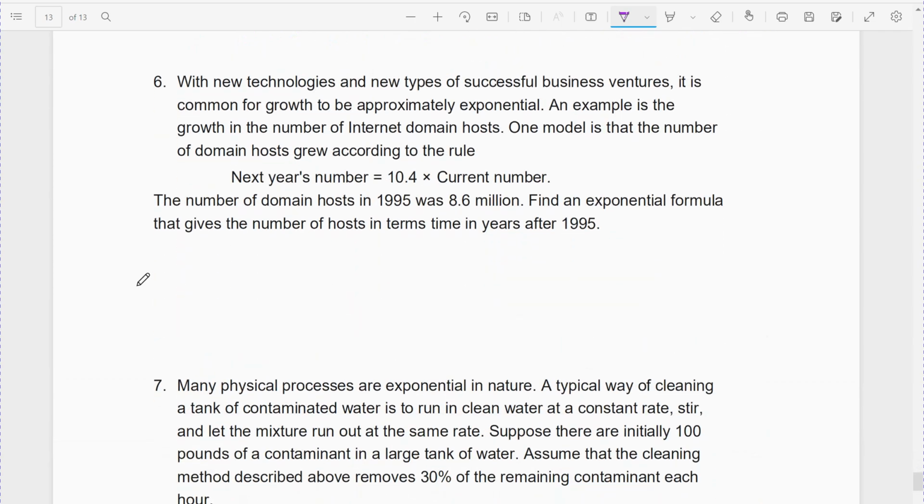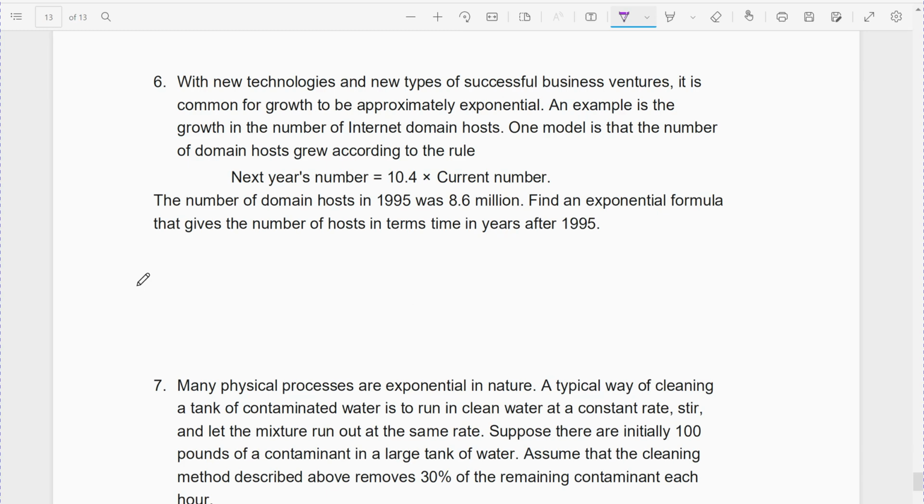Alright, with number 6. With new technology, we have different types of business revenues. It's common for growth to be exponential when it starts out. A lot of times businesses will boom, and then it levels off eventually, but in the beginning, it does have exponential growth. An example is the growth of internet domain hosts. One model for the number of domain hosts grew according to the following rule.